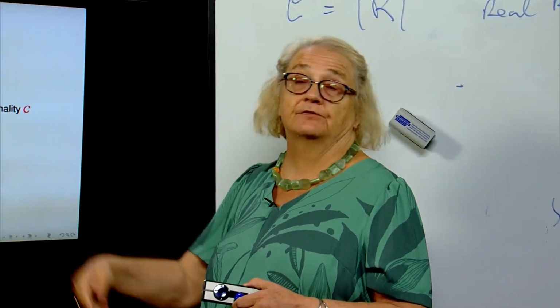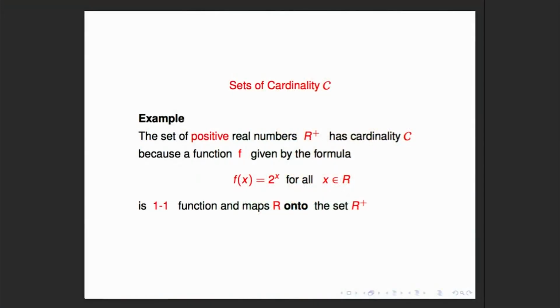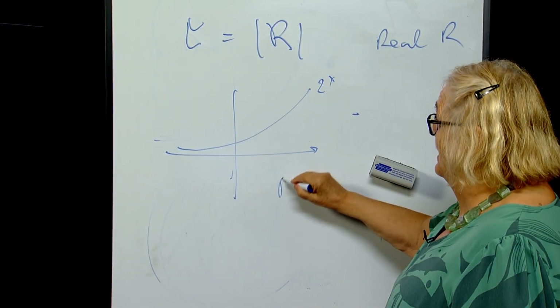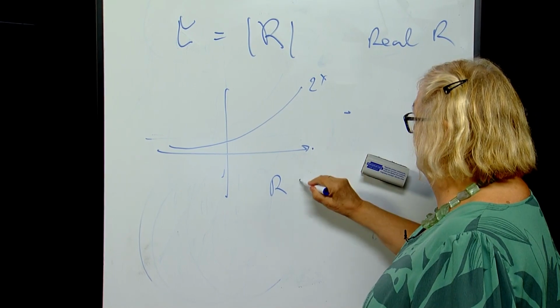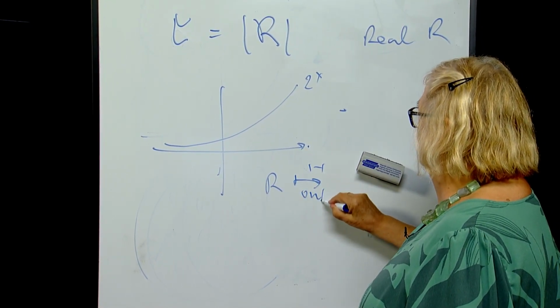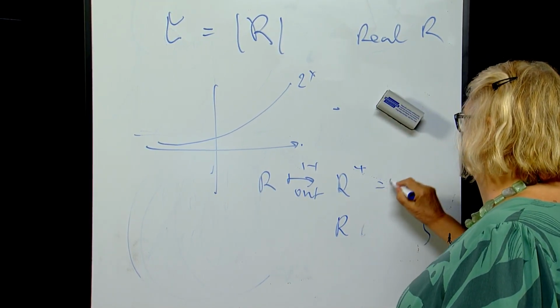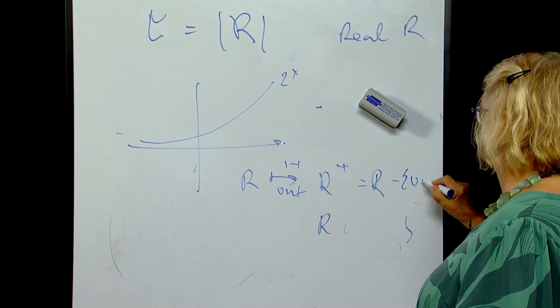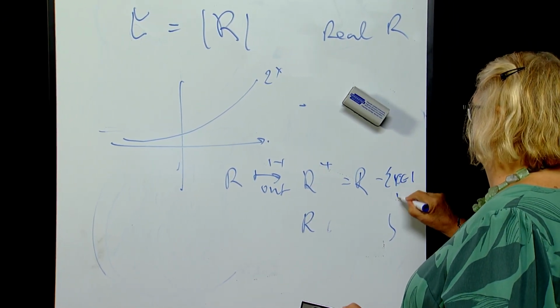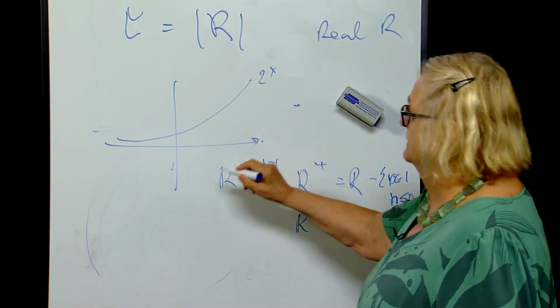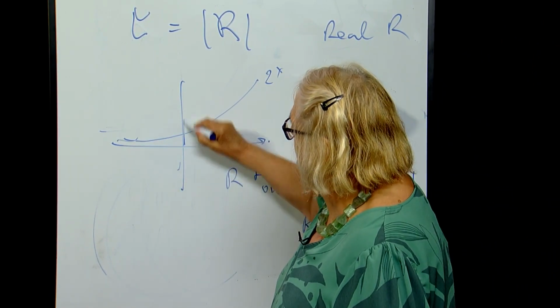So for example, the positive real numbers R plus: the function x maps to 2 to the power x. I just erased this graph, it's still here, you see. 2^x maps the whole real numbers 1-1 onto R plus, where R plus means the reals greater than 0, without 0.